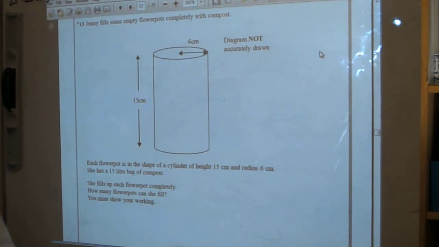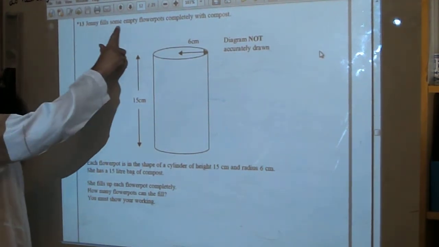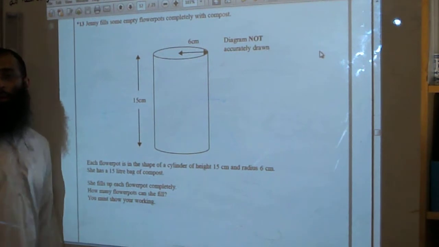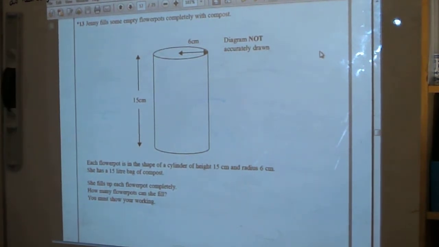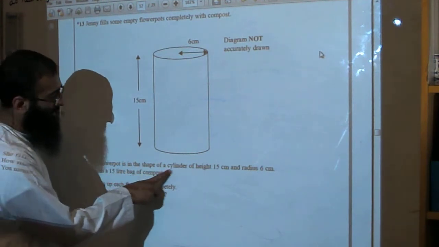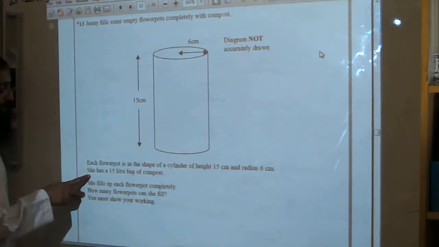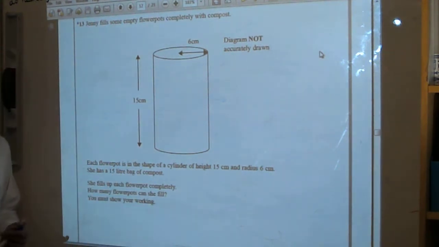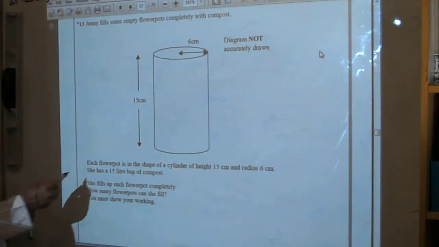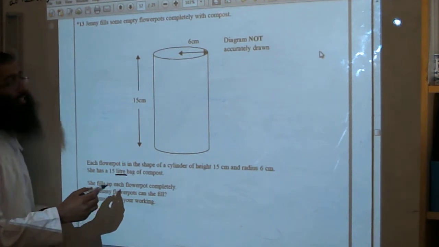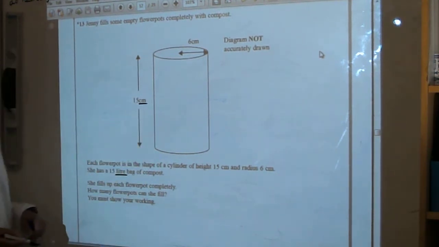Question number 13. Jenny filled some empty flower pots completely with compost. Diagram not accurately drawn. Each flower pot is in the shape of a cylinder of height 15 centimeters and radius 6 centimeters. She has a 15-liter bag of compost. So now they're talking here about volume, liters, and here we got centimeters. We've got 2 different units, but they are similar, and I'll show you how.